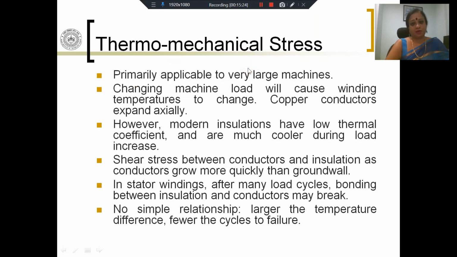Then we have thermomechanical stress. Thermomechanical stresses are primarily applicable to large machines. So in a large machine, the machine load may change. Now, depending upon the load, depending upon the current through the conductors, the copper conductors will see elevated temperatures. They will heat up due to I square R losses, and therefore they will heat up and expand.